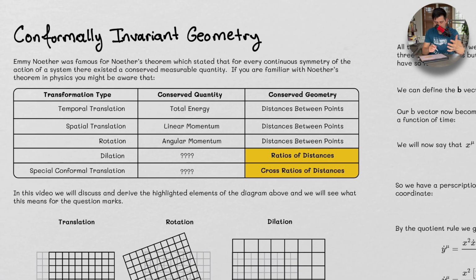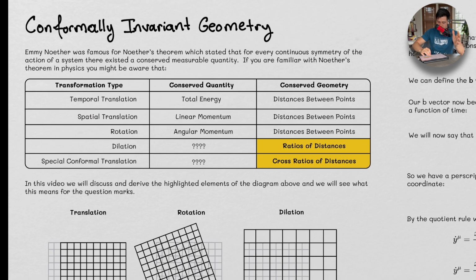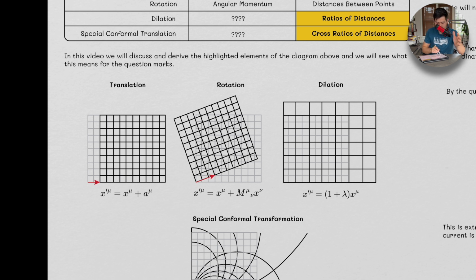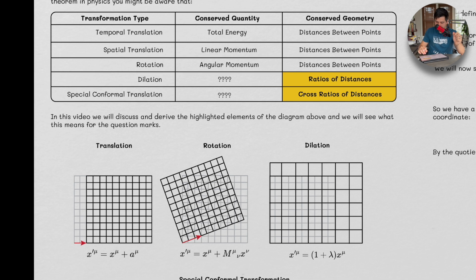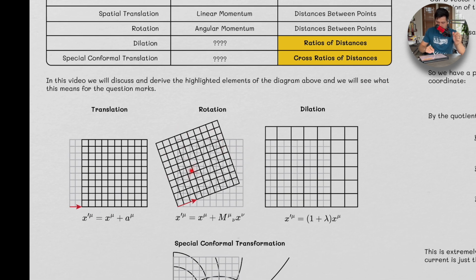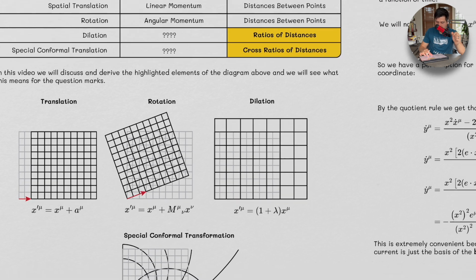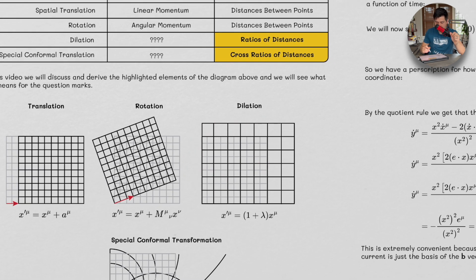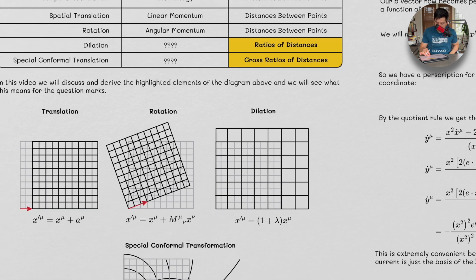When you do these translations, temporal or spatial, if you have a coordinate system and you spatially or temporally translate, you're conserving distances between points. When you do rotations, same thing, you're conserving distances between points. And when you're doing dilations, you're also conserving something between points here. This is quite interesting.